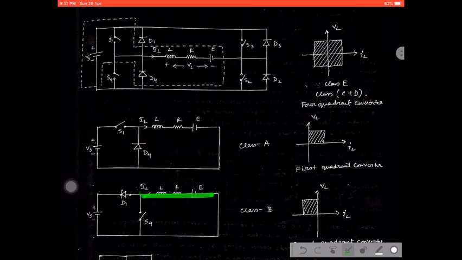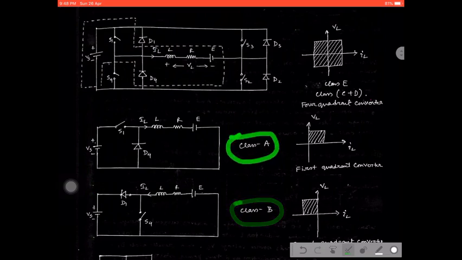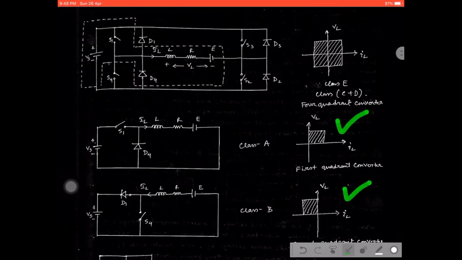That means if we consider the switch S4 and D1, that will give you the class B chopper. So we can say the class B chopper is the opposite of class A chopper. I will explain later why it covers this kind of quadrant operation. I will discuss it just a few minutes after.